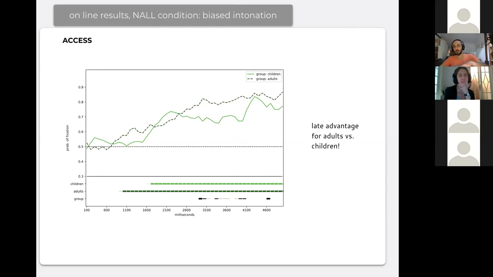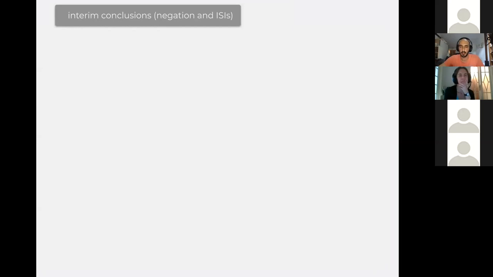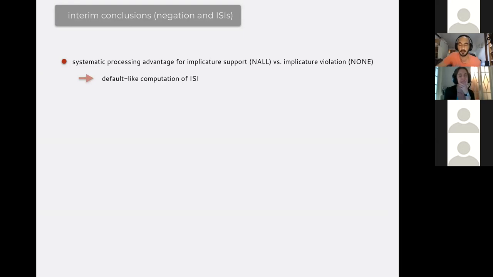Cool. So, interim conclusion, what do we see? Well, we see a systematic advantage for implicature support versus implicature violation, right? So indirect implicatures show a sort of default-like computation, but less acceptance of violation in adults versus children in the preference condition.